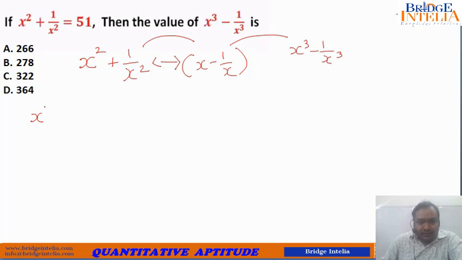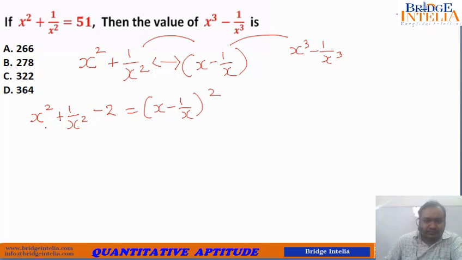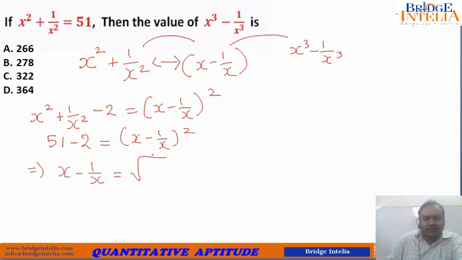Now we know that x square plus 1 by x square minus 2 is actually x minus 1 by x whole square. So we have the value of x square plus 1 by x square, which is given to be equal to 51. So from here 51 minus 2 is equal to x minus 1 by x whole square. So you can safely assume x minus 1 by x to be under root of 51 minus 2, which is 49, and that comes out to be equal to 7. So you have found this out.